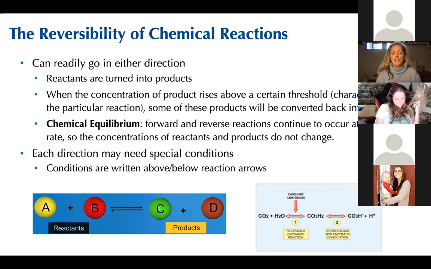We're not really changing the relative concentrations of whether we have AB or CD. A common reaction that does this in our body is carbonic anhydrase, which is an enzyme that will convert carbon dioxide and water into carbonic acid, okay? All right, and sometimes you write the conditions. You might write that it takes heat, or you might write that it takes an enzyme, like right here above the arrows in our reactions.